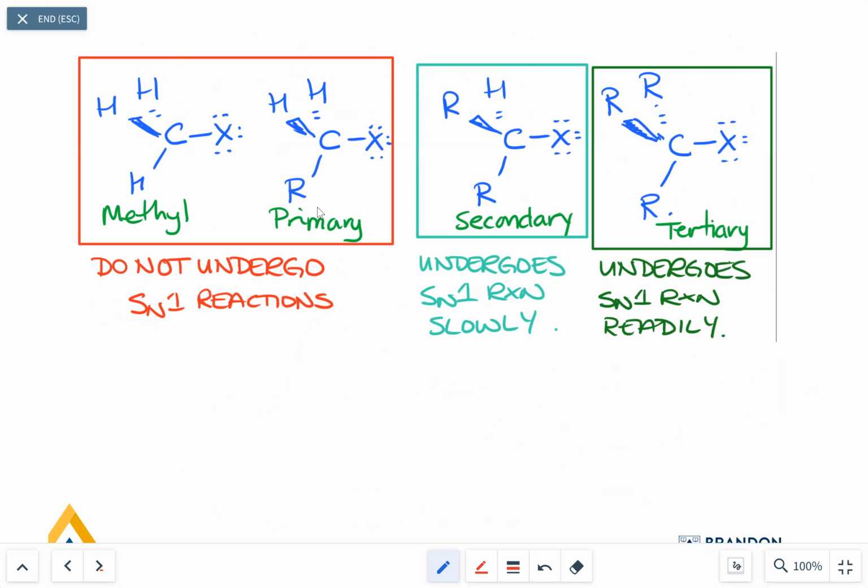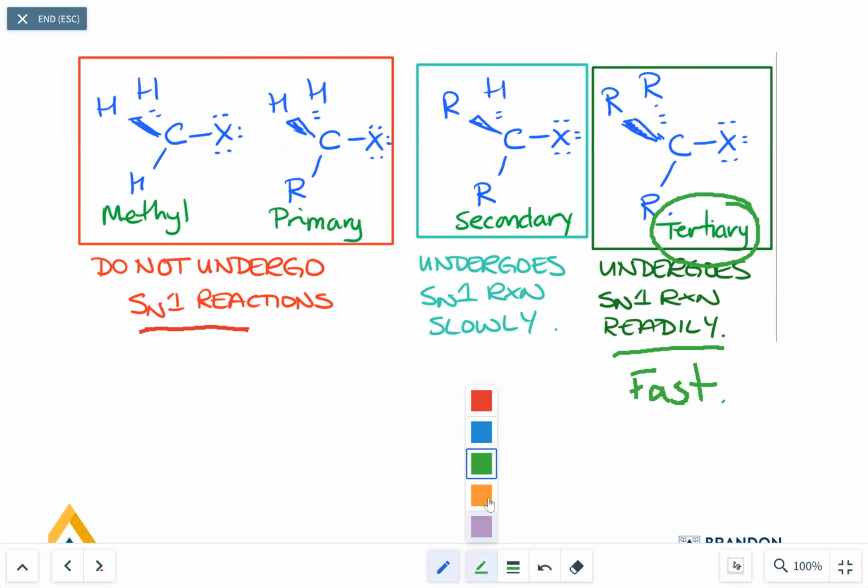So methyl and primary alkyl halides do not undergo SN1 reactions at all. And tertiary undergo SN1 reactions really fast. The ones which are the big unknown, secondary, they undergo SN1 reactions slowly. They undergo SN2 reactions slowly. So it's the secondary alkyl halides which become interesting.